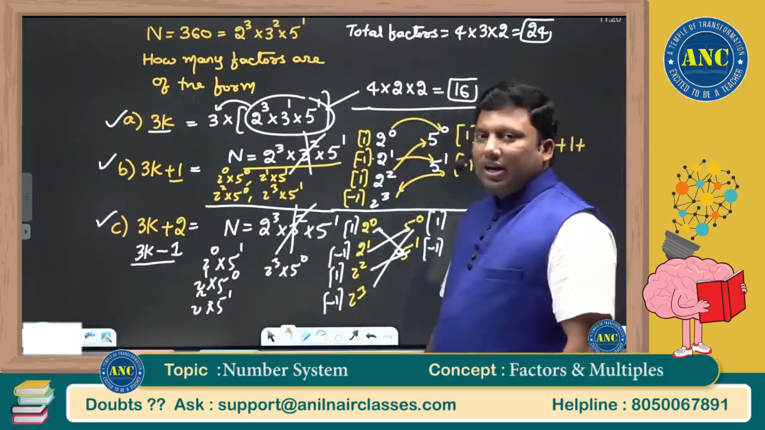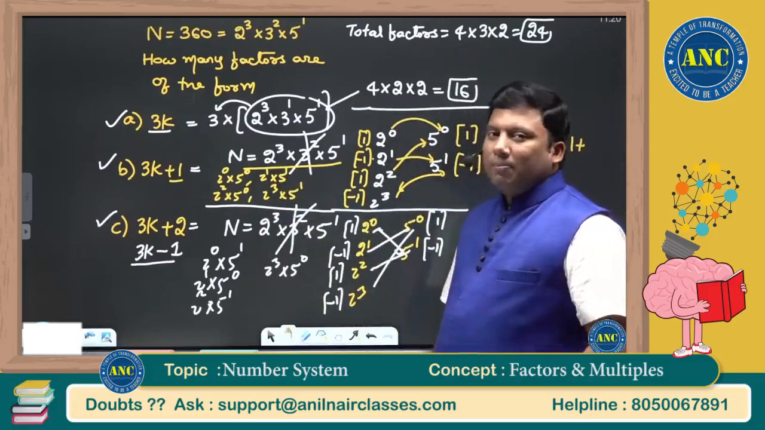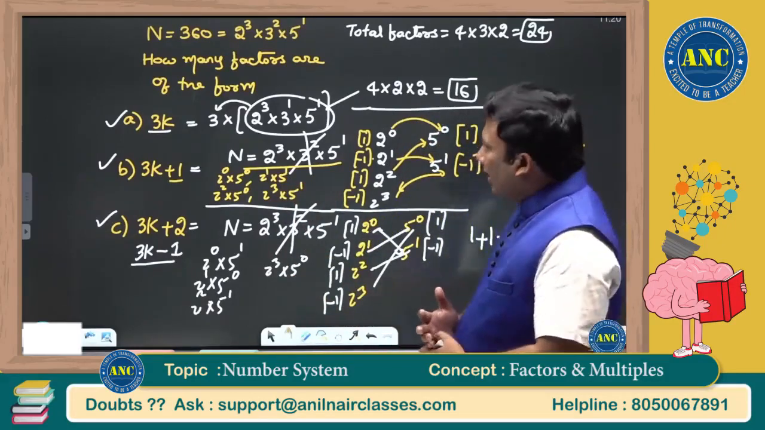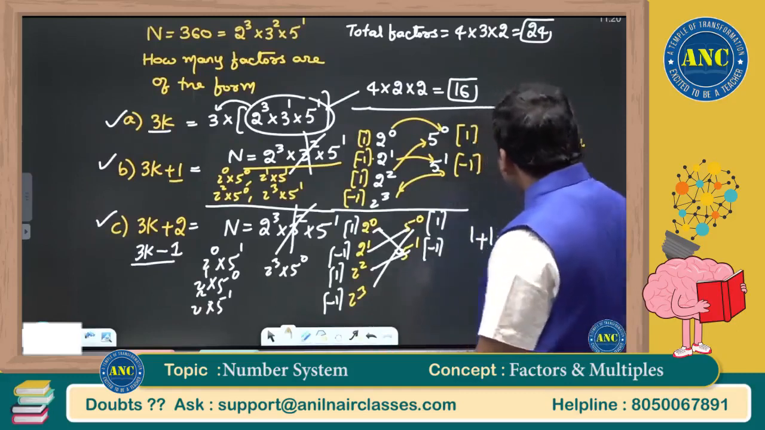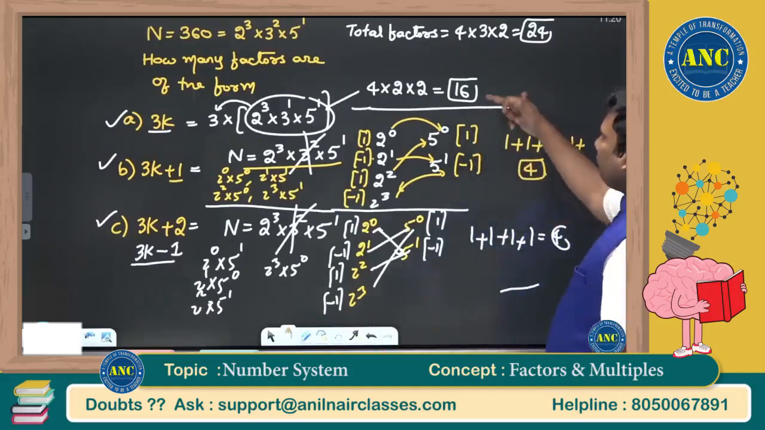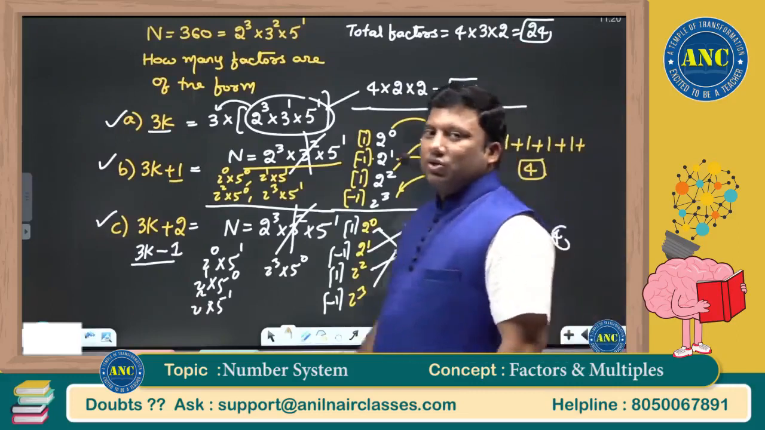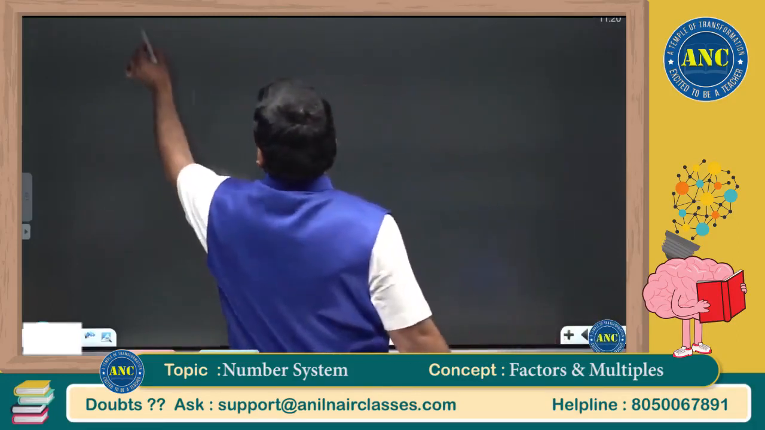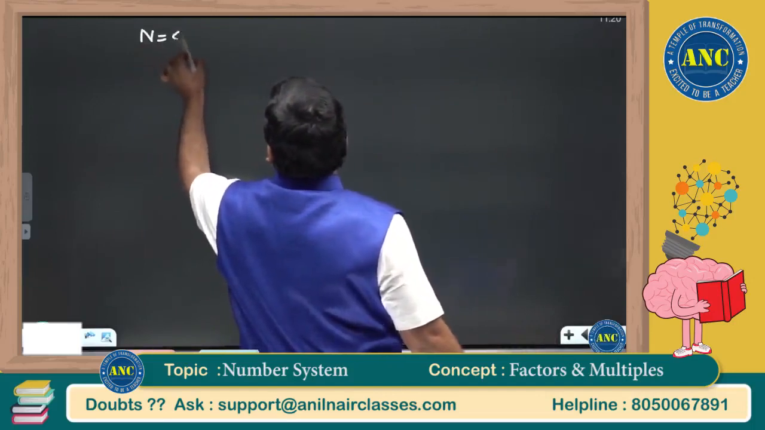3k plus 1, 3k plus 2. I will do one more example so that it will be crystal clear to you. 16 plus 4 plus 4, 24, which is equivalent to total factors. Now see here, same model, I will do one more.